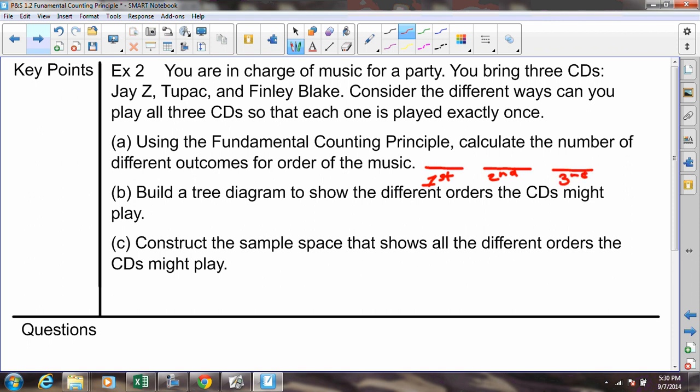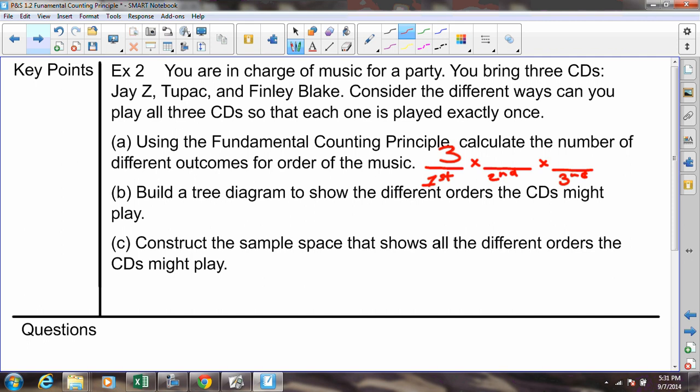We just have 3 spots. The first to get played, the second to get played, and the third to get played. The fundamental counting principle tells us we'll just multiply those 3 particular options. So, for the first CD, how many choices do you have? Well, there are only 3 of them around, so you've got 3.